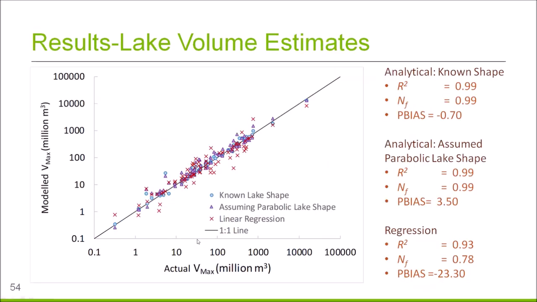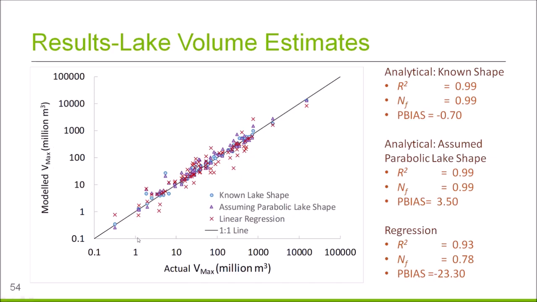And basically this plot is showing a combination of everything. So I showed you the analytic equation of maximum volume, right? And I also showed you the regression relationship. Now I have here three different plots. So definitely the black line is the one-to-one relationship between maximum actual volume and model volume, right?